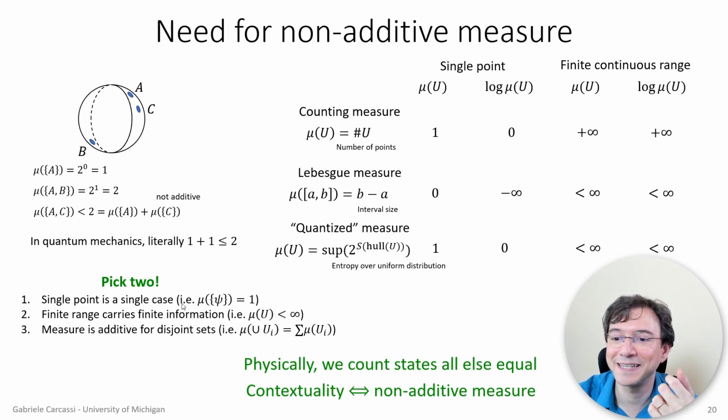And what happens is that if you have the classical discrete case, then you have the first, you have the third, but you don't have the second. The measure over a finite continuous range is going to be infinite. If you are in the continuous classical case, then you have the second and the third, but the points are going to be measure zero, and therefore you don't have that one point is equal to a single case. And in quantum mechanics, you're going to have the first and the second, but you're going to disregard the third. So that's sort of how it works.